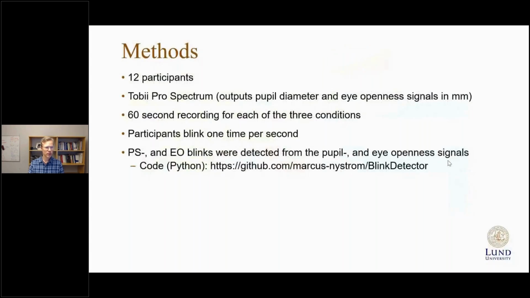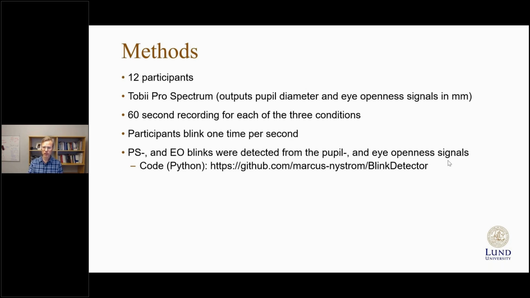We had 12 participants. We used the Tobii Pro Spectrum, and we had participants blink for 60 seconds in each of 3 conditions. So basically, we expect to have 60 blinks for each condition, and participants blink 1 time per second. And if you want to test this yourself, the blink detector that we developed is publicly available on GitHub. So you can just download and test it yourself.